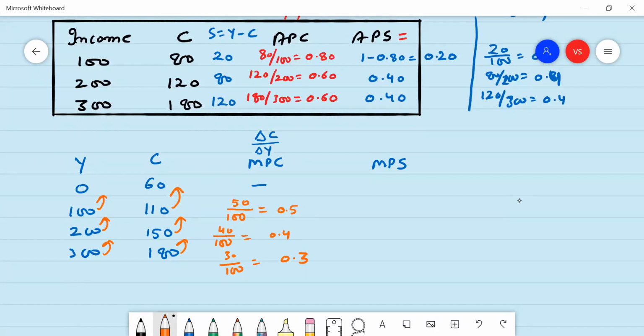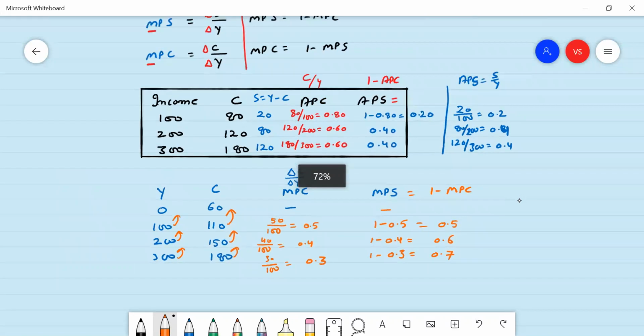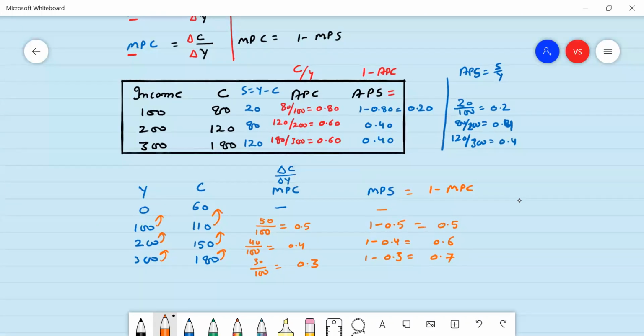Now MPS can be calculated as 1 minus MPC. So take the first as same, dash. Now 1 minus 0.5 will be 0.5. Now 1 minus 0.4 will be 0.6. 1 minus 0.3 will be 0.7. So these are the ways to calculate margin. And the above one you are seeing here, look at this again. This is average. So average propensity and marginal propensity are calculated in this way.